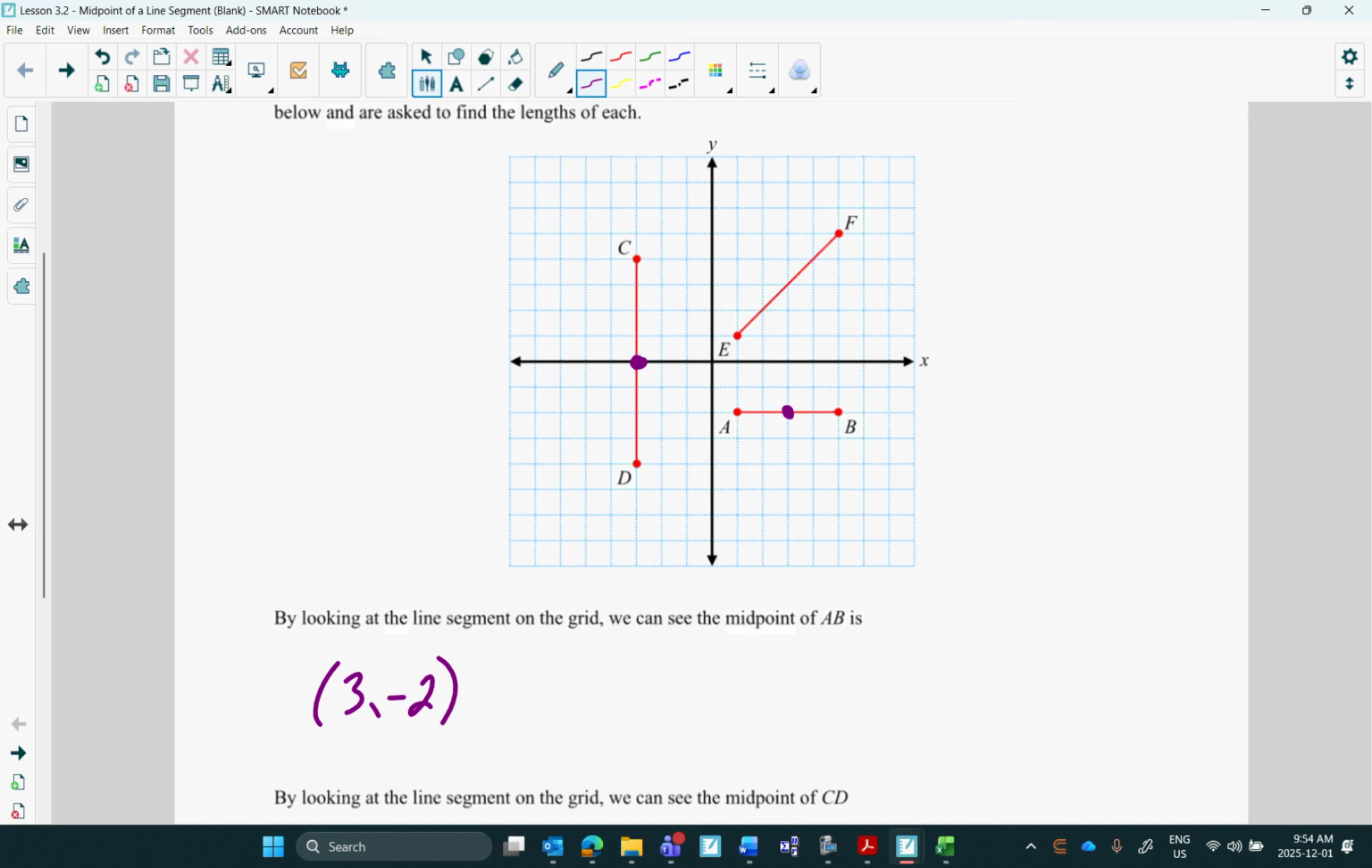Diagonal line segments are a little bit trickier. This one's actually not too bad, but not all of them are going to be nice and clean like this. So here, the midpoint would be right there. And that would be the point 3, 3.